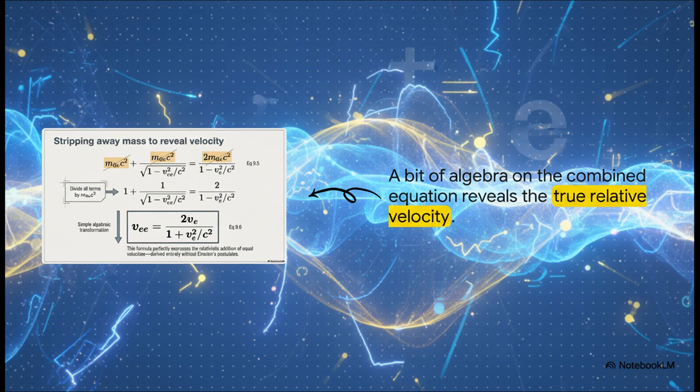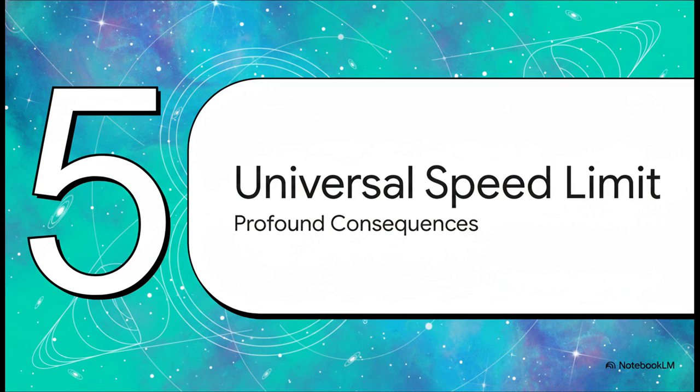And look what happens when we simplify it. The mass terms completely cancel out. After a little bit of algebra, we're left with this absolutely elegant and precise formula, equation 9.6 for the true relative velocity. So we have our formula, but what does it actually mean? What does it tell us about how the universe works? Well, the consequences are huge.